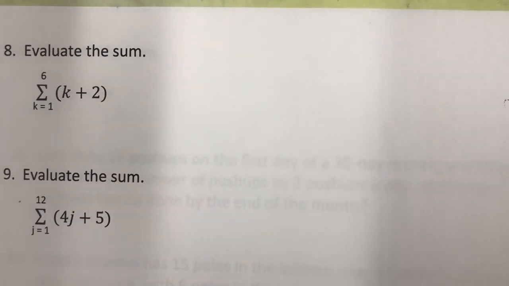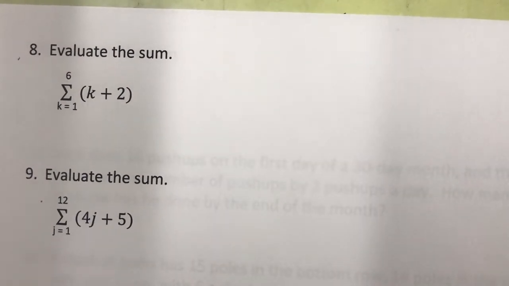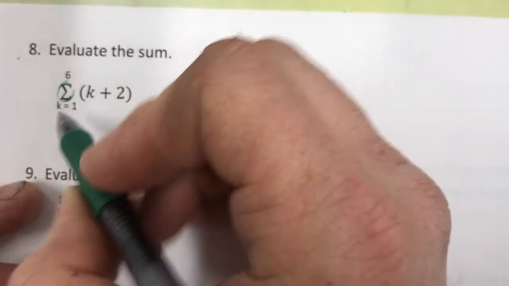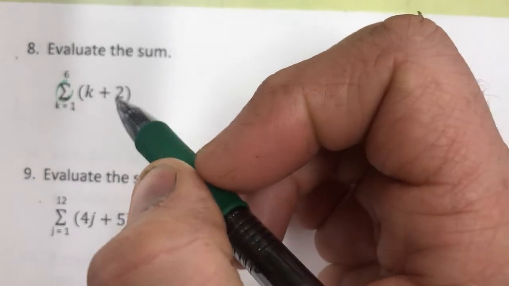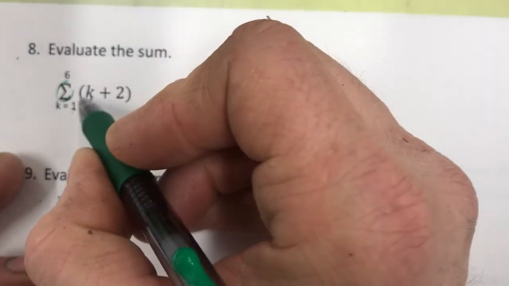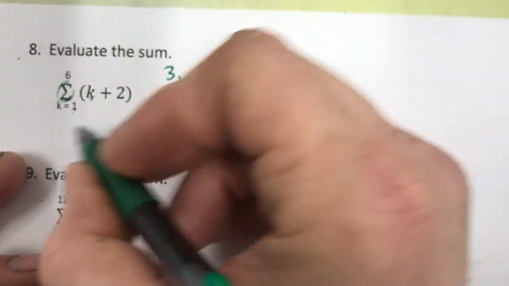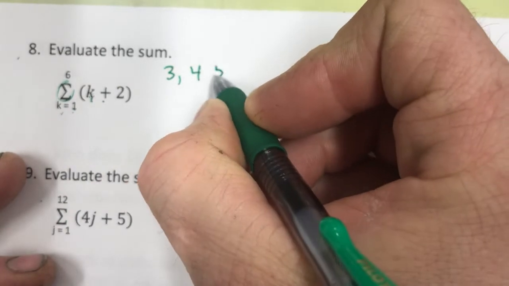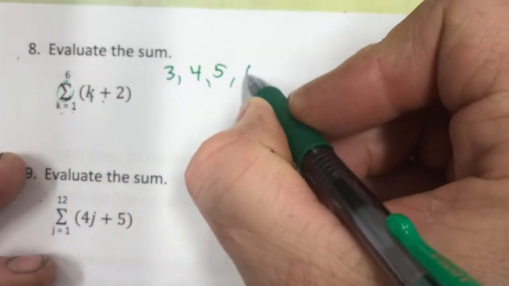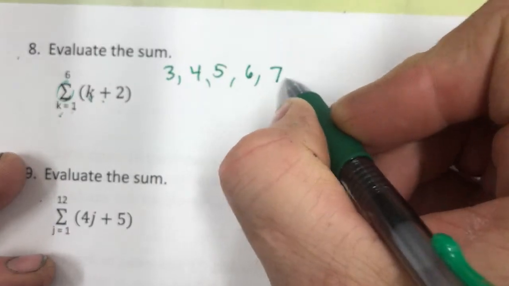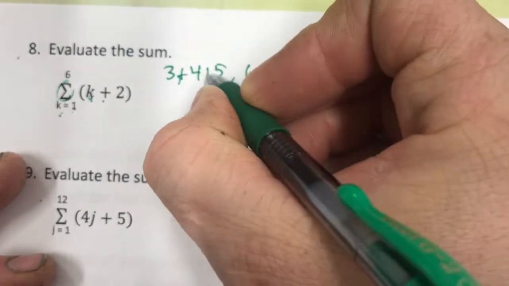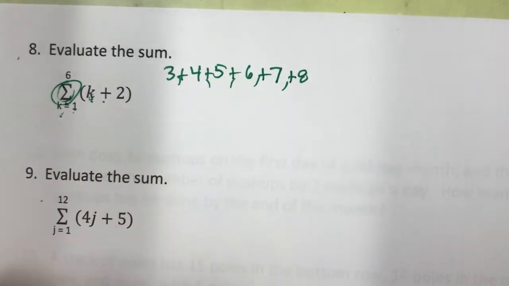Now, look at this right here. We got some sigma notation. Basically what this means is find the sum of the numbers from 1 to 6, the first 6 numbers. So if I put 1 in, 1 plus 2 would be 3, there's the first number. If I put 2 in, 2 plus 2 is 4. If I put 3 in, 3 plus 2 is 5. If I put 4 in, 4 plus 2 is 6. If I put 5 in, 5 plus 2 is 7. If I put 6 in, 6 plus 2 is 8. And there are my numbers, and I'm supposed to be adding these, because that's what this means. So I'm adding up these numbers here.